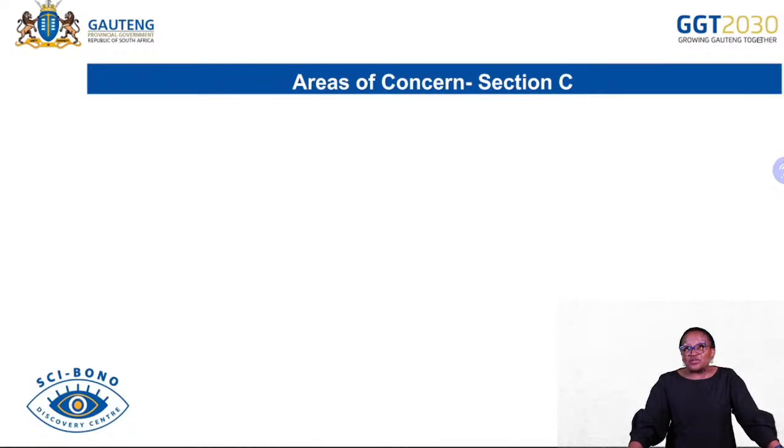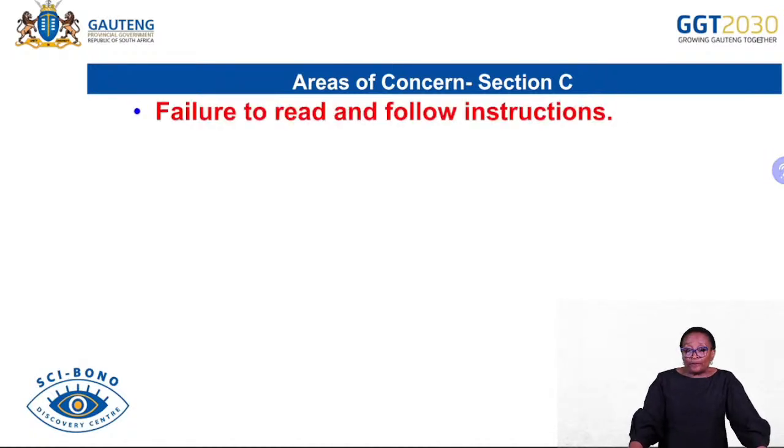Having done all the three categories of section C, I would like us to look at areas of concern now for this section. Remember, the aim is for us to get 20 out of 20, which I said we can do, right? Yes. So what are the areas of concern? Failure to read and follow instructions. Many a times, for whatever reason, you don't read the instructions, you don't follow the instructions, and that on its own disadvantages you.